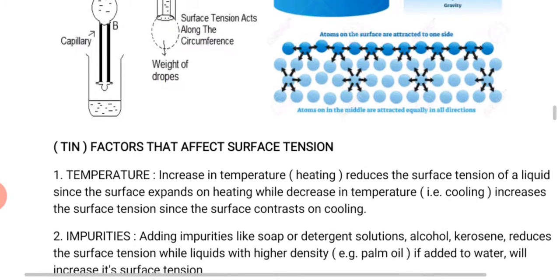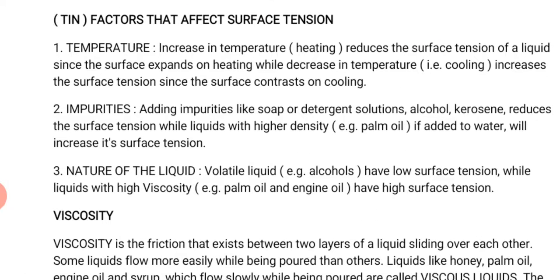The factors that affect surface tension, TIN, the abbreviation for that, where T represents temperature, I represents impurities, and N represents nature of the liquid. So we'll be looking at these factors one after the other. 1. Temperature. Increase in temperature, that is heating, reduces the surface tension of a liquid, since the surface expands on heating, while decrease in temperature, that is cooling, increases the surface tension, since the surface contracts on cooling.